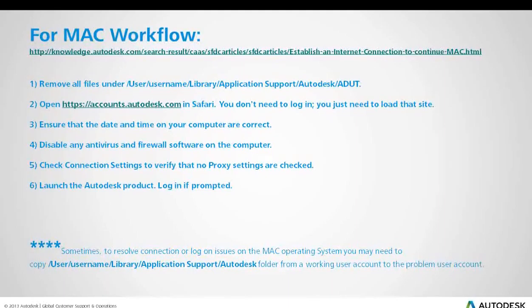On occasion, you've done all this stuff, and you still get that "establish an internet connection to continue" message. If that happens, sometimes you need to go to a computer that it works on and copy the folder under user/username/library/application support/Autodesk. Copy that whole folder to the non-working computer. Something is getting corrupted in the files under there, and for some reason deleting them and recreating them isn't fixing it. So if you copy that folder from a working computer to the non-working one, that will often get around the issue if for some reason these other troubleshooting steps did not resolve the issue.